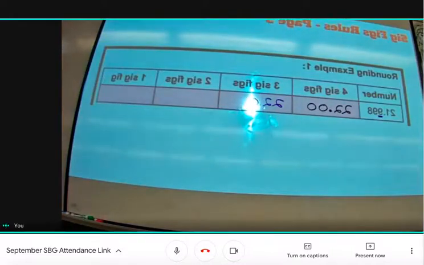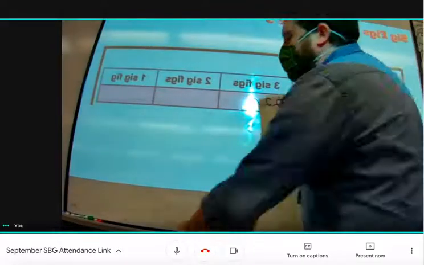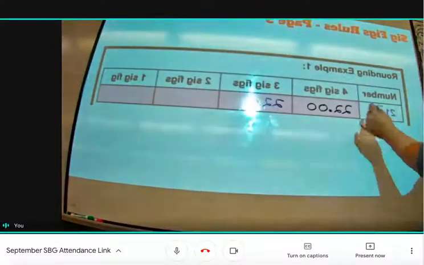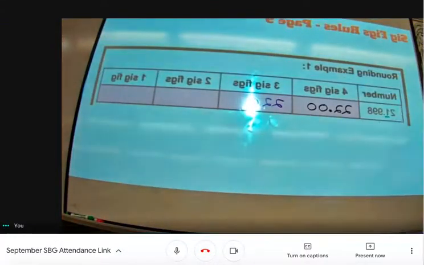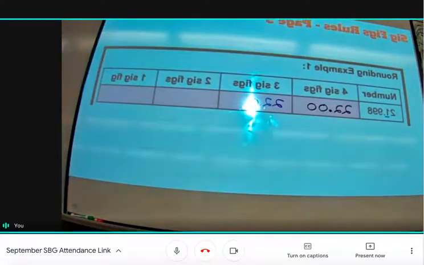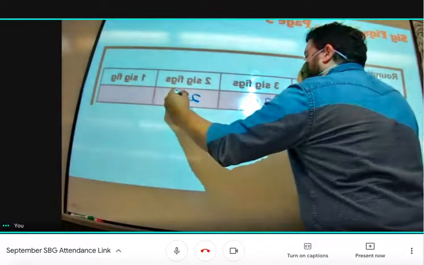Two significant figures is our next step. So we find the second digit, which is the 1 this time. We look to the right, there's a 9, that means round 1 up. 1 rounds up to 2, so this number becomes 22.